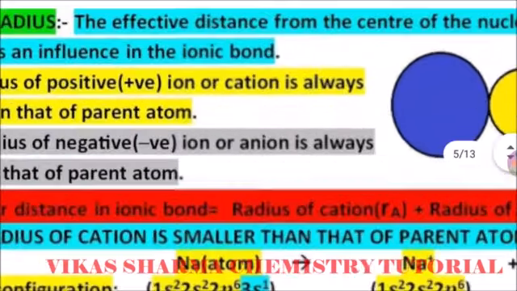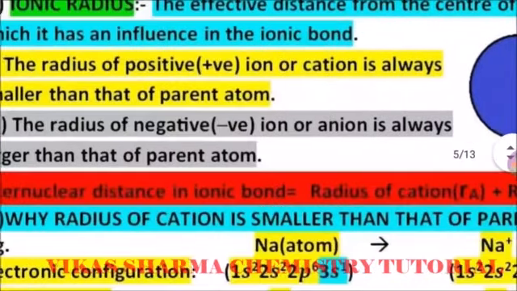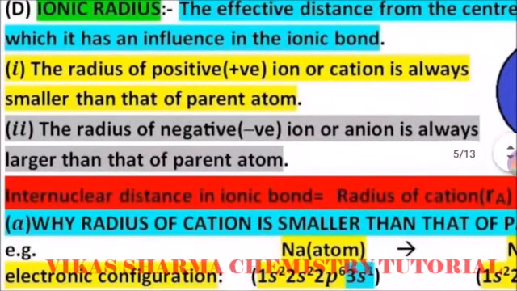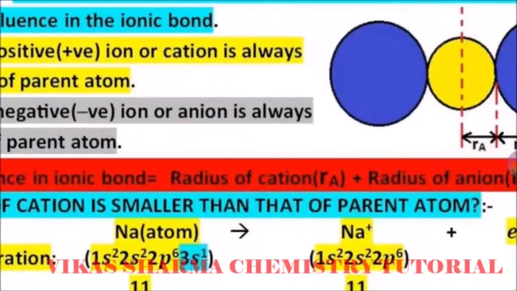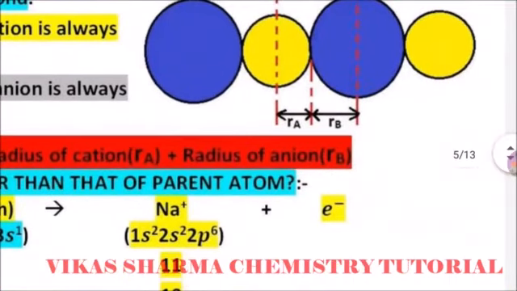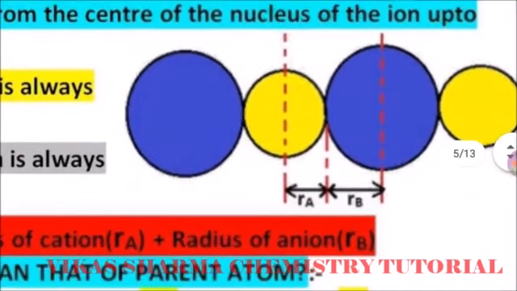So the effective distance from the center of the nucleus of the ion up to which it has an influence in the ionic bond. The radius of a positive ion or cation is always smaller than that of the parent atom, and the radius of a negative ion or anion is always larger than that of the parent atom. It means the internuclear distance in an ionic bond is equal to the radius of the cation, denoted by Ra, plus the radius of the anion, denoted by Rb.